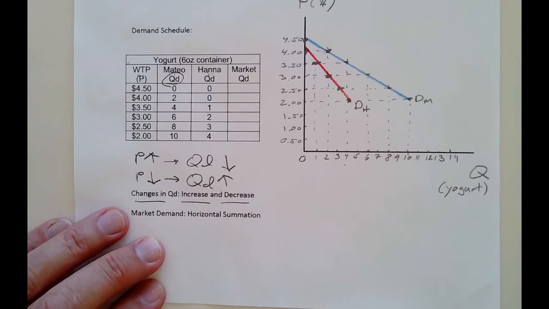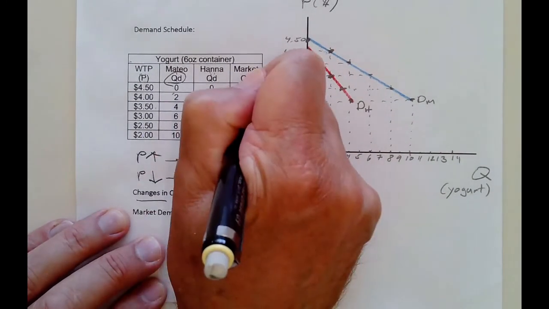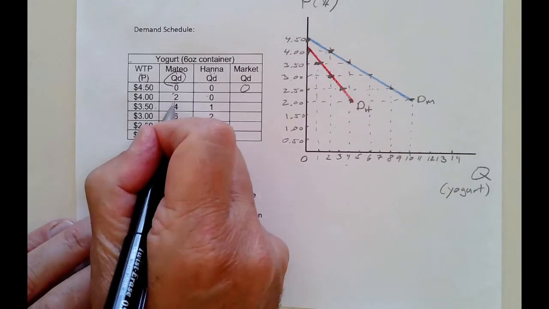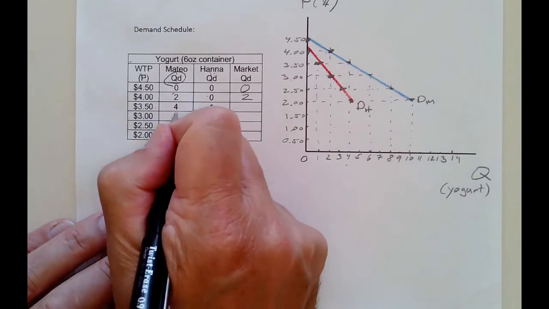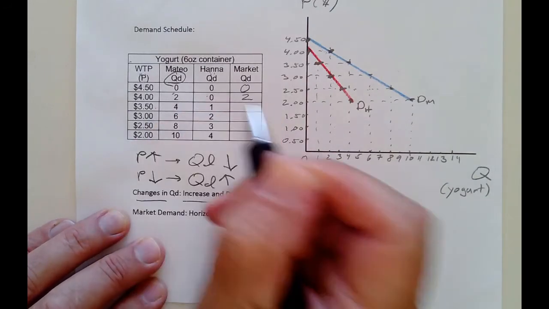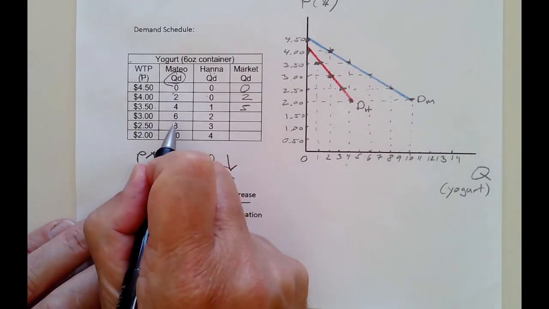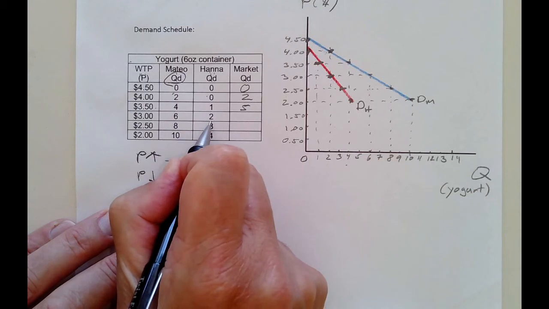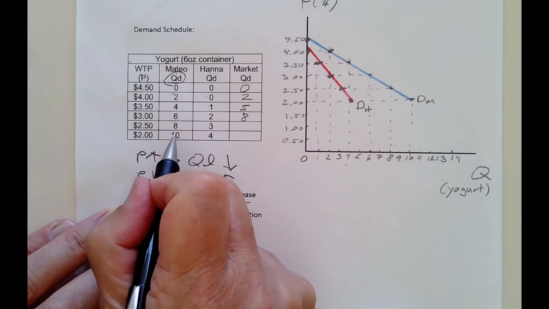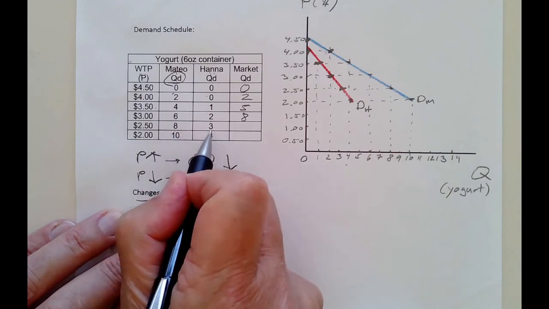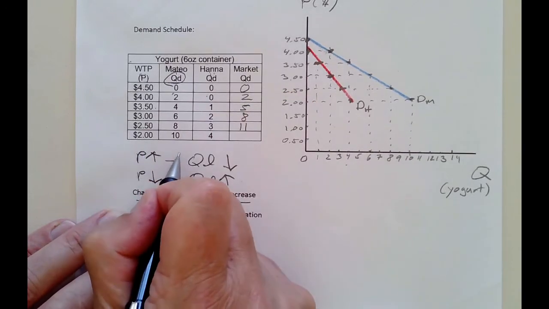So at $4.50, Mateo is buying nothing, Hannah's buying nothing, the market's buying nothing. At $4, Mateo is buying 2, Hannah's buying nothing, so the market is 2, all from Mateo. At $3.50, Mateo is buying 4, Hannah now starts to come in and buys, in this case, 1, together they're 5. And at $3, Mateo comes in and buys 6, Hannah now is buying 2, so the market demand has a quantity demanded number of 8. And at $2.50, Mateo's quantity demanded is 8, Hannah's 3. Add them together, you get the quantity demanded for the market, 11. And at $2, the market quantity demanded would be 10 and 4, which is 14.